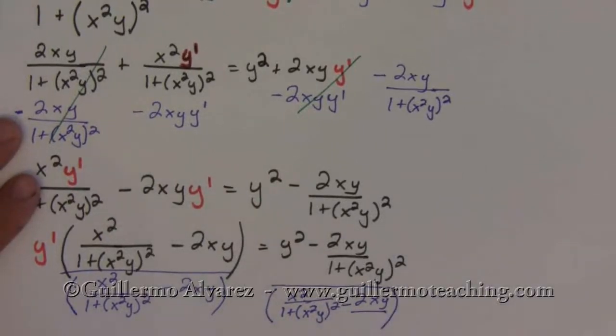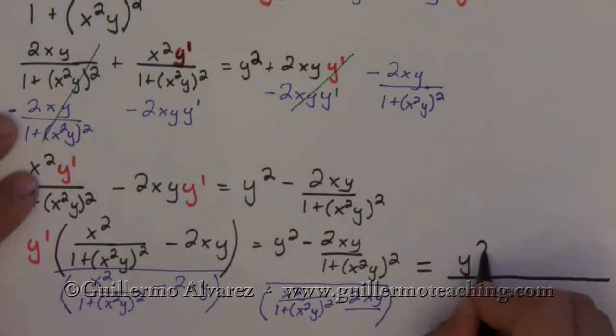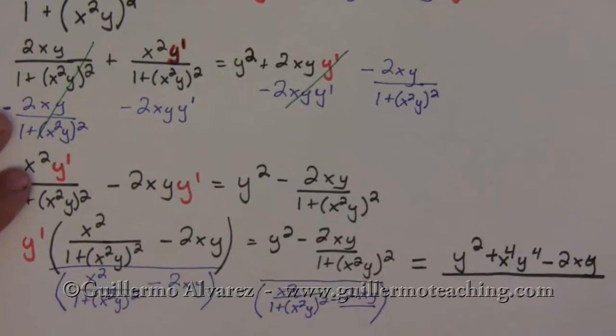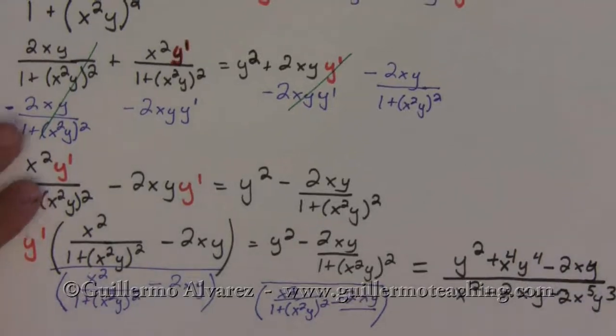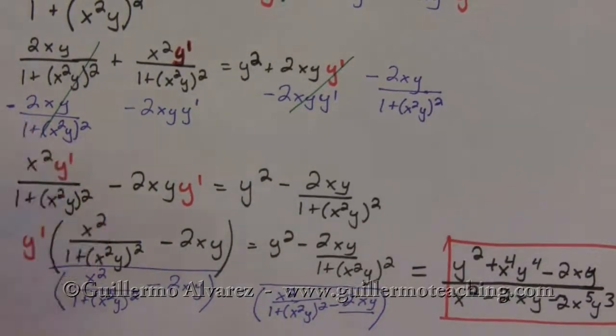Okay, and this you can simplify. If you do all of the algebra, what you should get as your answer is, if you simplify this, you'll get y squared plus x to the fourth, y to the fourth, minus 2xy over x squared minus 2xy minus 2x to the fifth, y to the third. And this would be your answer. So that was kind of a long one.